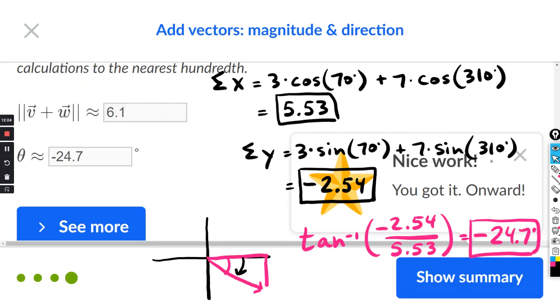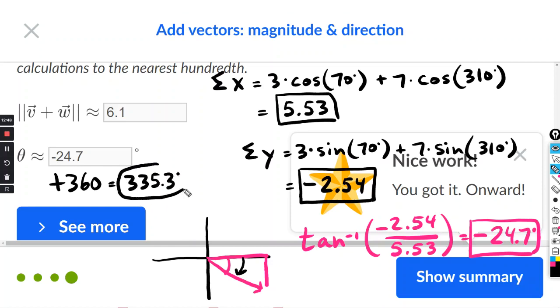Really, if they said between 0 and 360, you would have to add this answer to 360. And you would get 335.3. So this also would have been an acceptable answer, because 335.3 would have been measuring it this way around. Okay, that's really the typical way you do it. But like I said, be careful.